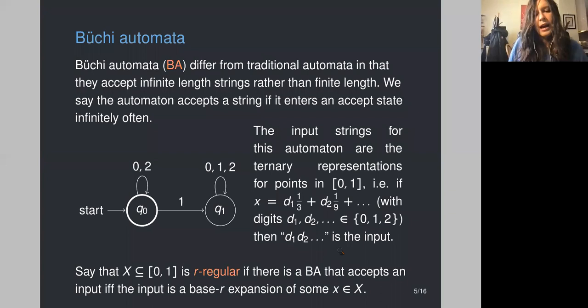And so say that a subset X of the 0-1 interval is r-regular if there is a Büchi automaton that accepts an input precisely if the input is a base r expansion of some little x in big X. And you might be thinking, well, there are sometimes multiple representations, but it's a non-trivial and useful fact that we can find an equivalent automaton which accepts or does not accept every representation of any given element of an r-regular subset of 0-1.